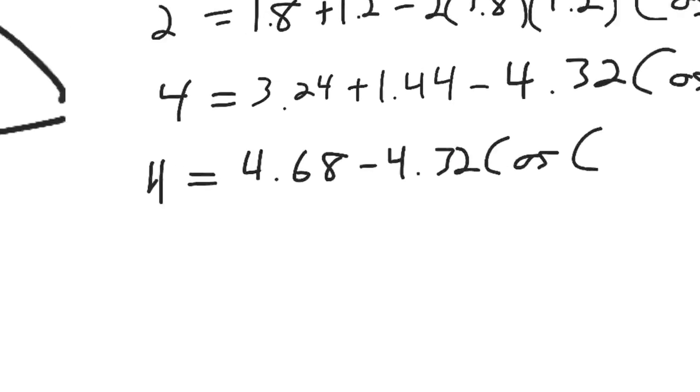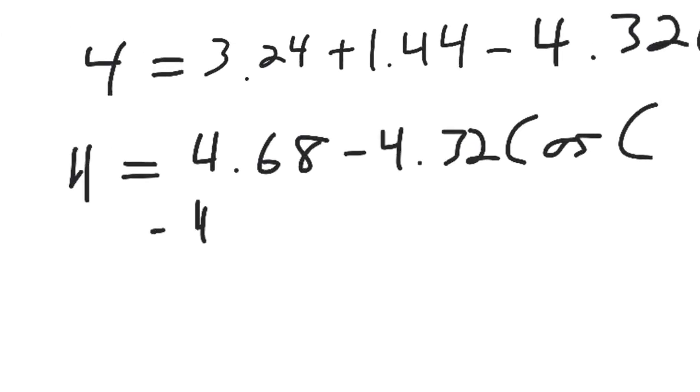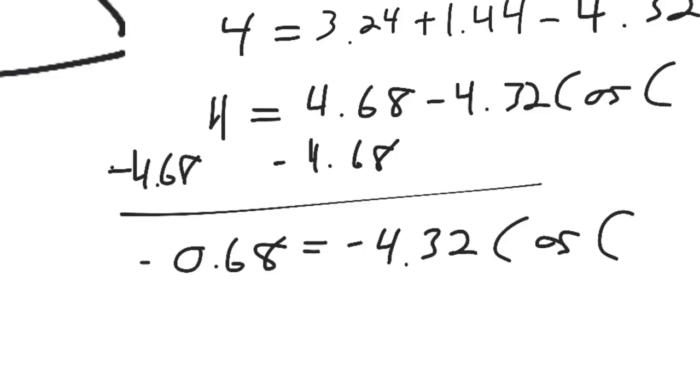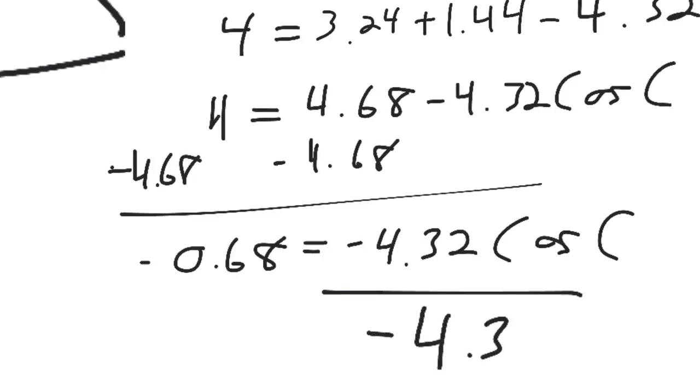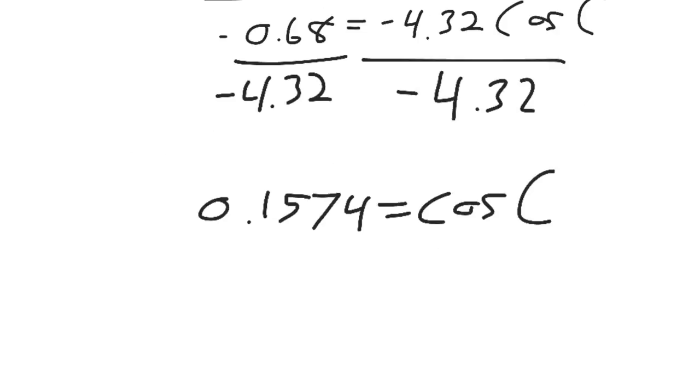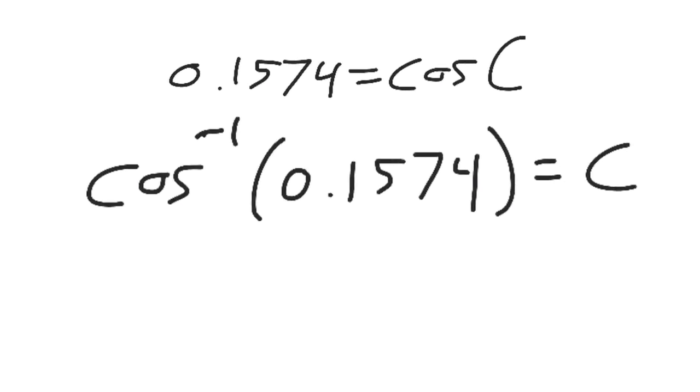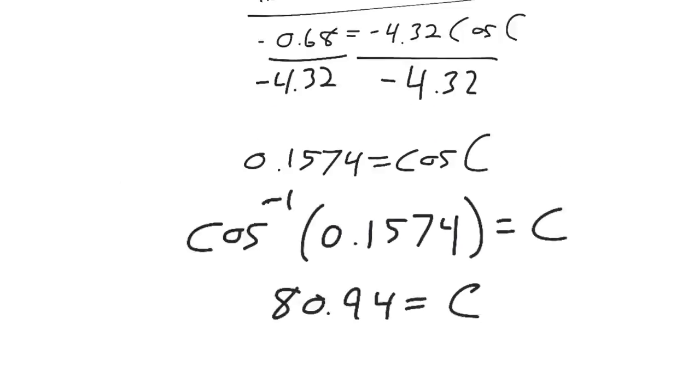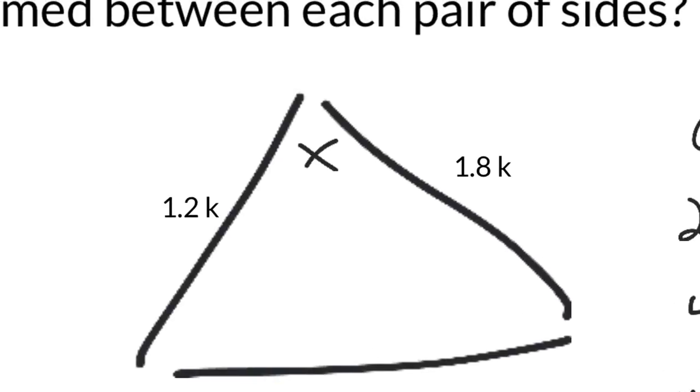Now since we're trying to solve for angle c, we can subtract 4.68 from both sides. Now we've simplified, this negative 4.32 is multiplying the cosine c, so divide both sides by negative 4.32. So we get that, and then to get c by itself, you use inverse cosine. You just need a calculator for that. So we got 80.94 degrees right here.